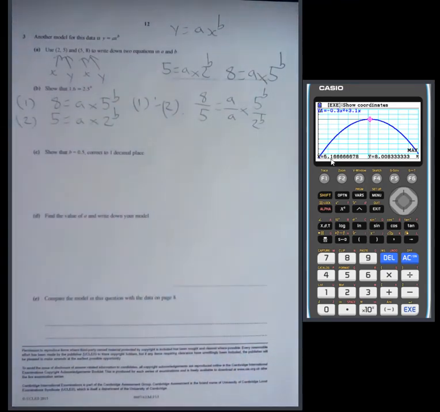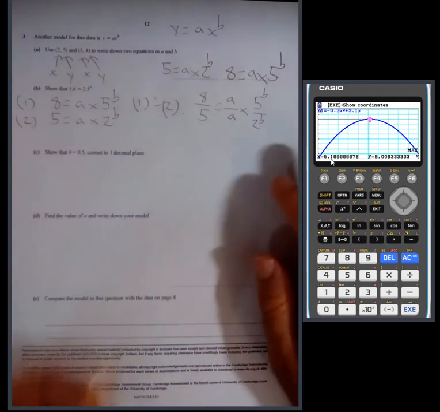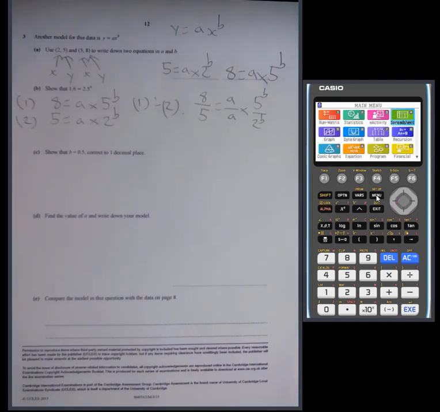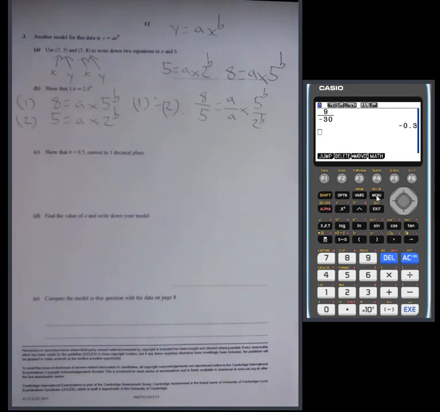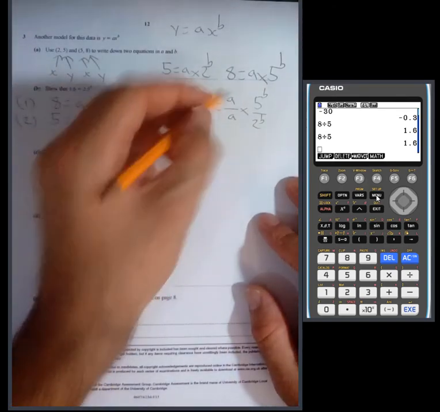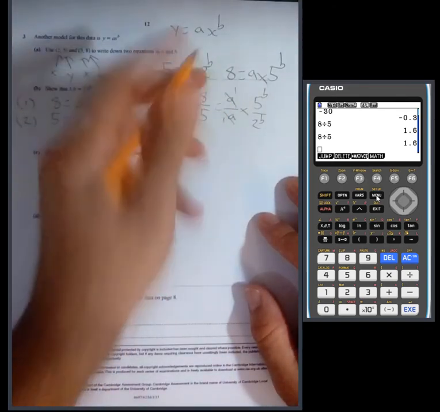So 8 over 5, I might leave at that point, or I could potentially turn it into 1.6. If you weren't sure, you could just use your calculator. But 8 over 5 is the same as 16 over 10. There you go, just to prove it. 8 over 5, 1.6. There's twice, look. Right, so a over a is 1 over 1, which is 1.